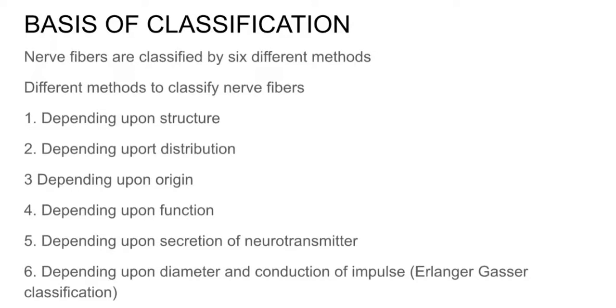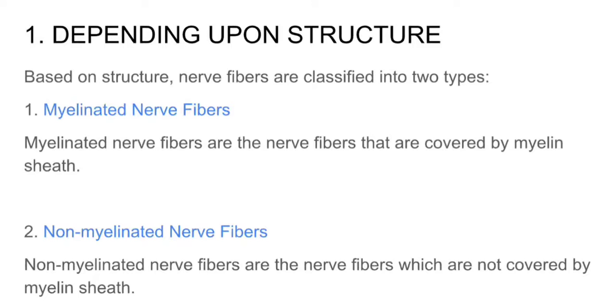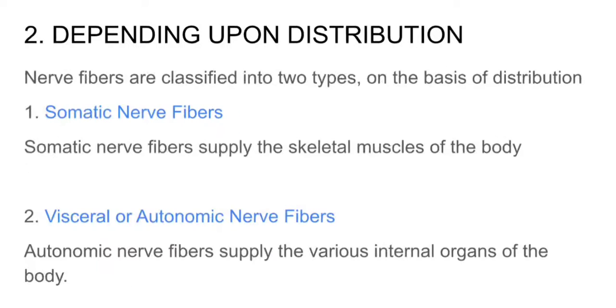Depending upon structure. Based on structure, nerve fibers are classified into 2 types. Myelinated nerve fibers. Myelinated nerve fibers are the nerve fibers that are covered by myelin sheath. Non-myelinated nerve fibers. Non-myelinated nerve fibers are the nerve fibers which are not covered by myelin sheath.